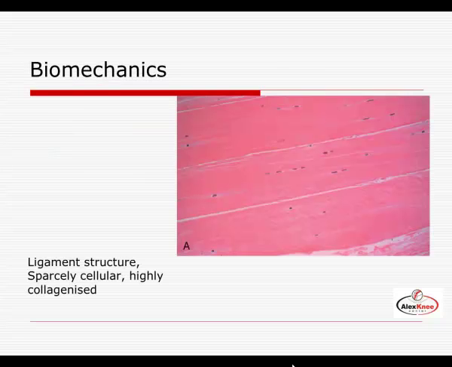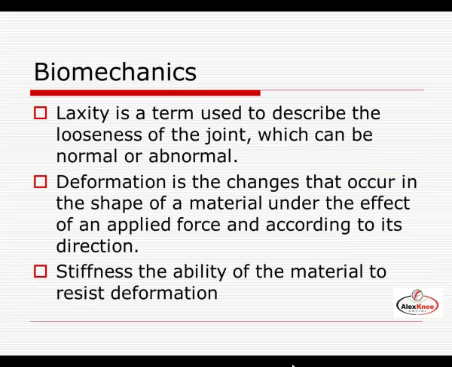Let's look at the histology of the ligament in general. The ligament structure is well known to be sparsely cellular and highly collagenized. That means that the collagen bundles are abundant in the histology of a ligament, and that gives the ligament its strength and its ability to deform at the same time. What's meant by strength? What's meant by deformation? Let's have a look at these definitions.